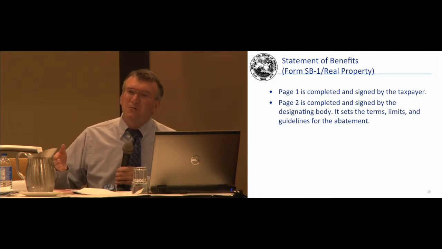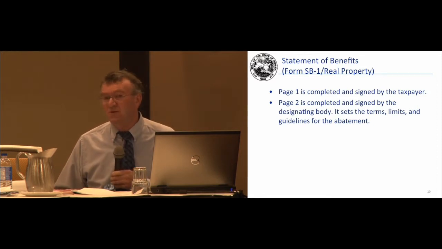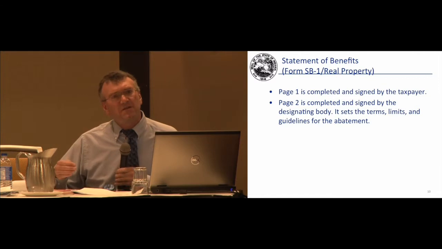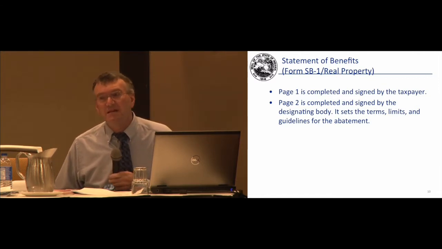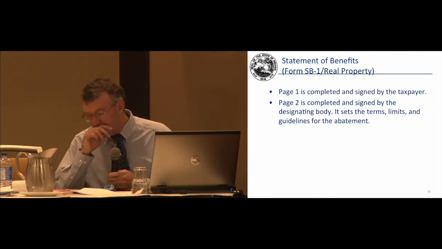And then if the assessed value of the building turns out to be $4.8 million, they'll get the $4.8 million because that's the actual assessed value of the investment. But if the assessed value turned out to be $5.2 million, then they would be limited to that $5 million limit that the designating body placed on them.